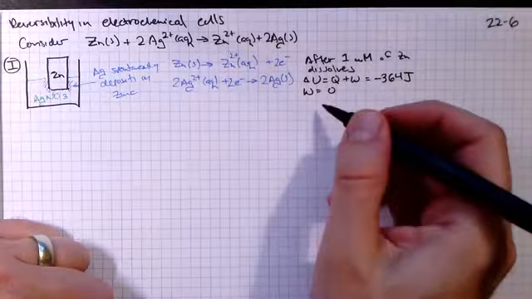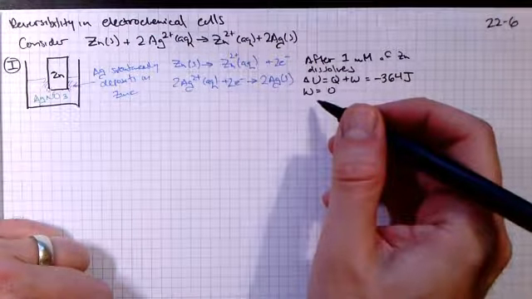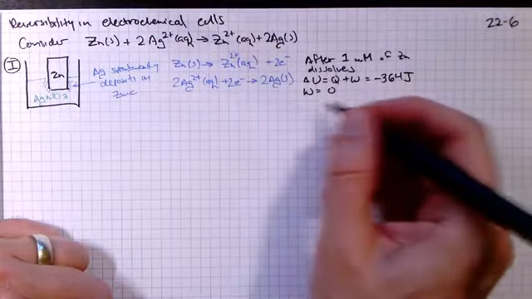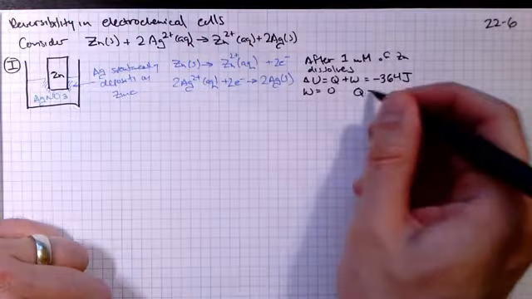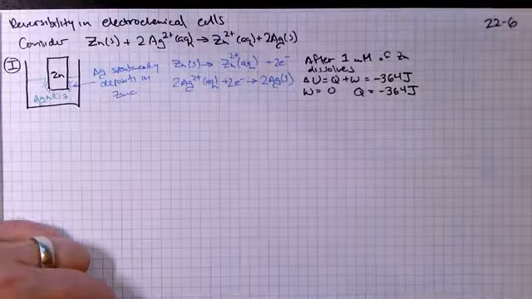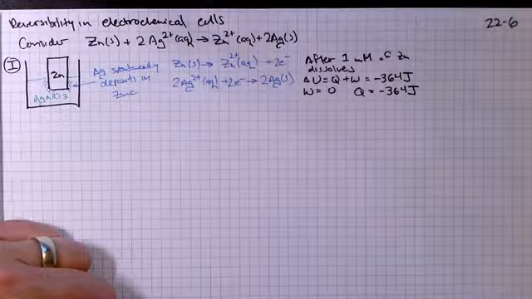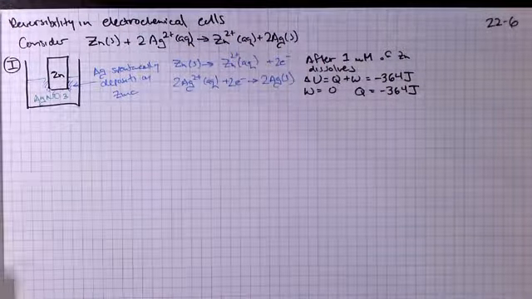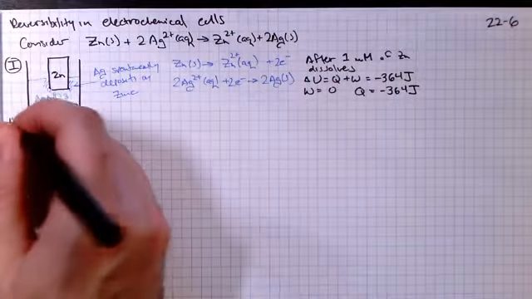And so all of it is going to heat, right? So Q is equal to minus 364 joules, releases 364 joules of heat.